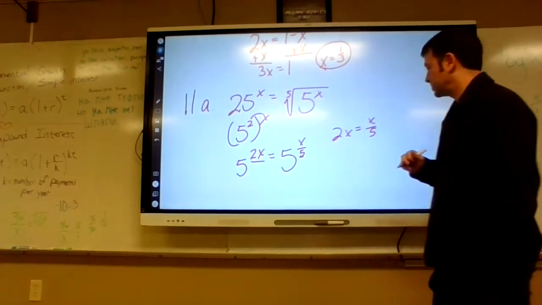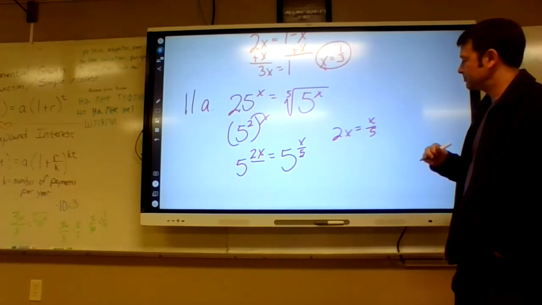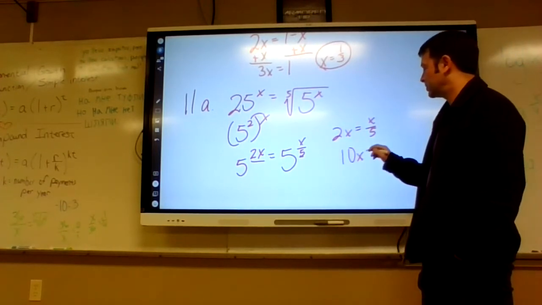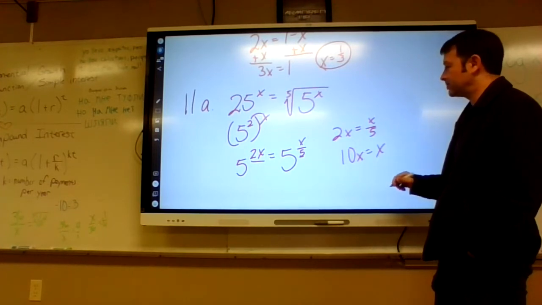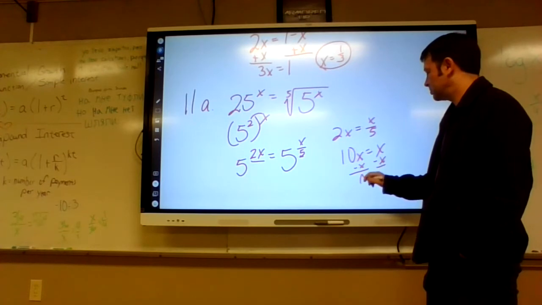So the first thing you're gonna do is multiply the 5 over. So you get 10x equals x. That doesn't make any sense. Well, okay, that's fine. What do you do when there's x's on both sides? x equals 0. So x equals 0.